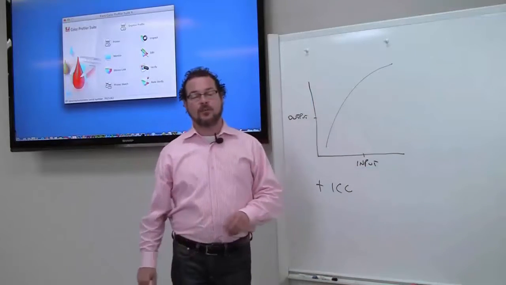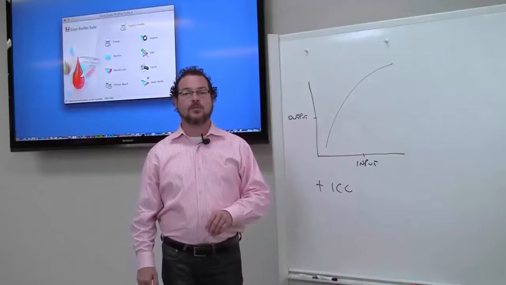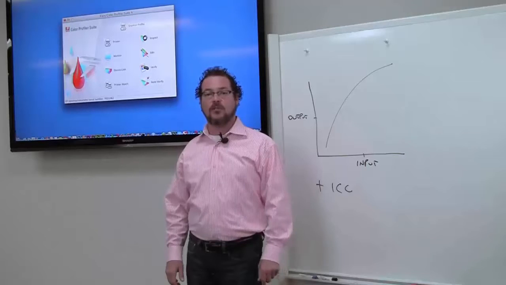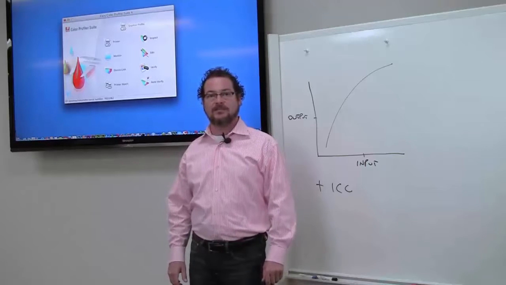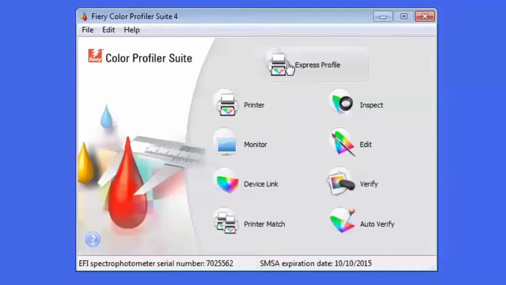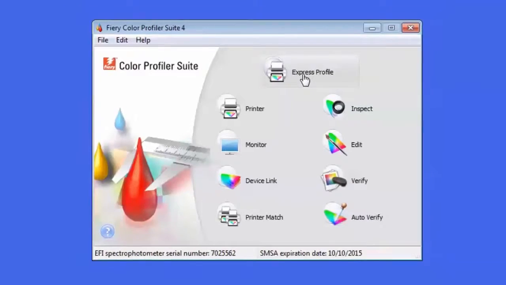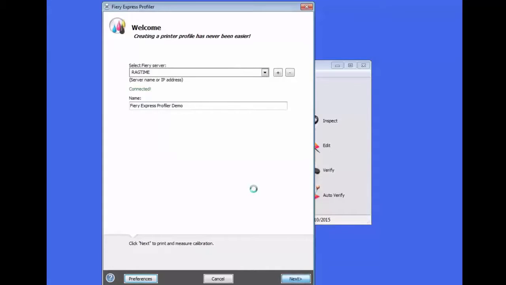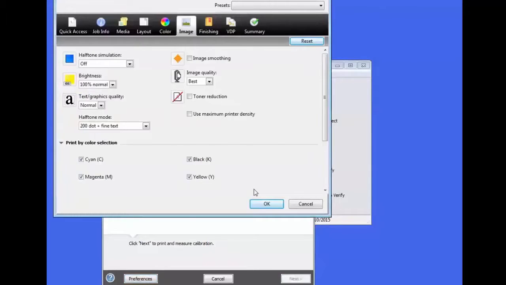Let's take a look at how this works. To begin with Express Profiler, I launched the Express Profile module from Color Profiler Suite Launchpad. In the first step, I choose my Fiary print server and I give a name to the profiling session. The name that I specify here will be used to name the calibration set, the profile, and the Fiary preset I will create.